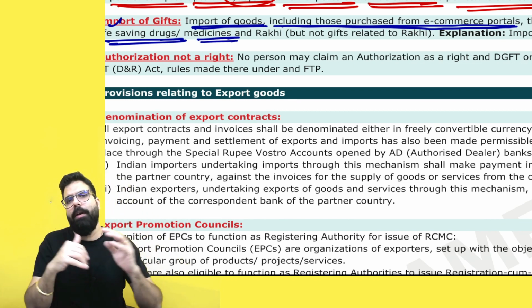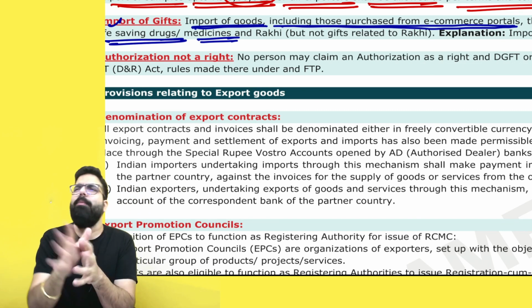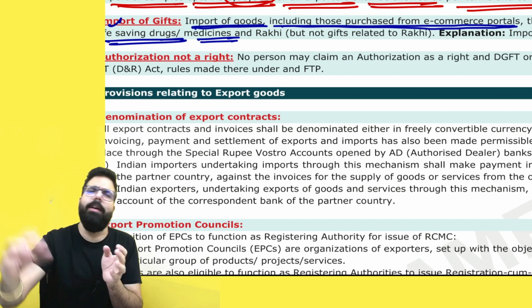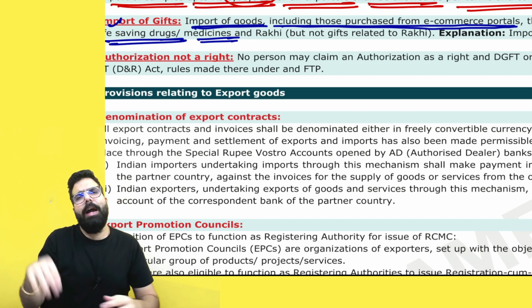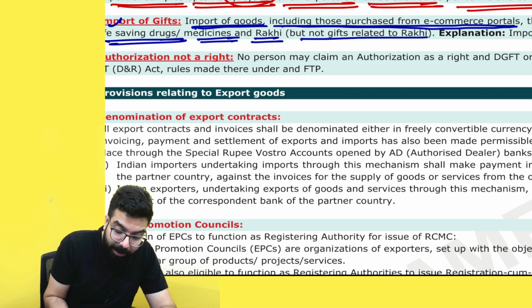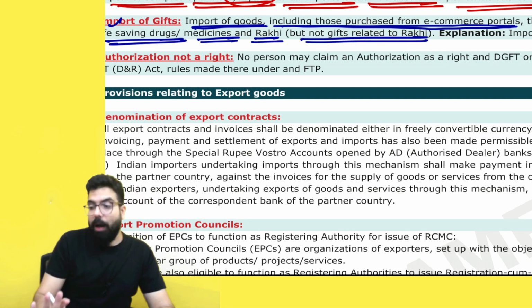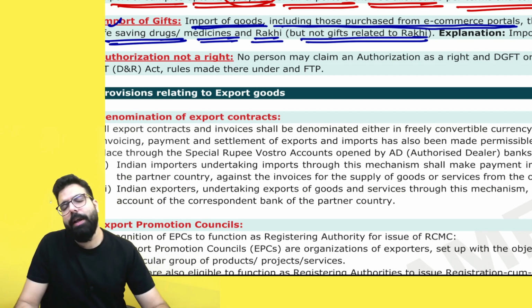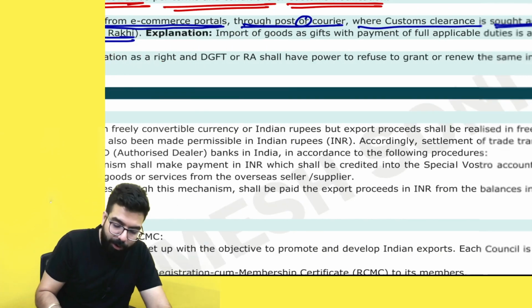So for an example, someone's brother is staying in the US, and in the US one drug is there which is a life-saving drug. Baba, a life-saving drug you can import and you can clear it as gift also. And they are telling, and Rakhi, but not gift relating to Rakhi. All these items, other than this, whatever items you are importing, if you are telling imported as gift, they are telling still you have to clear on payment of duty only.